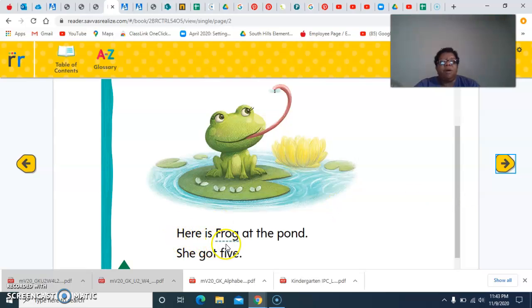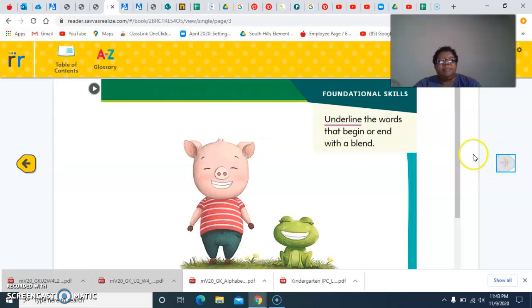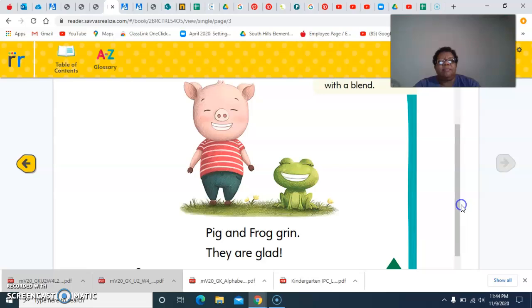Here is Frog at the pond. She got 5. So what did she have 5 of? Pig and Frog grin. They are glad. So go through your story and see if you can find all the letter G words.